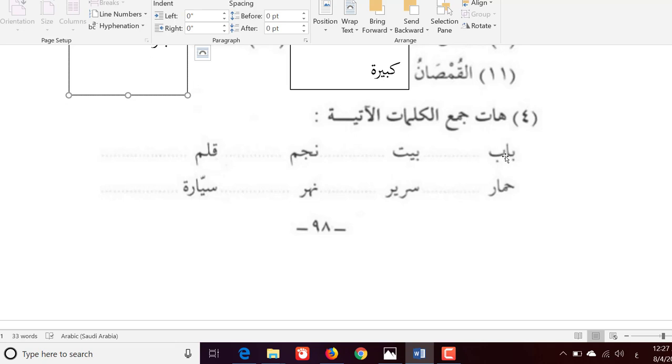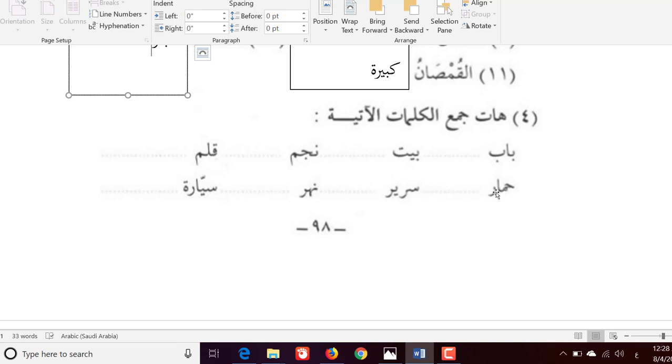So here we have bab, and most of these words have come previously. Bab becomes abwab, bait becomes buyut, because the bait can also be a line of poetry. If you say abiyat, those are lines of poetry. If you say buyut, then we're talking about houses. Najm becomes nujum, and qalam becomes aqlam. So qalam and bab are on the same form. Bab, abwab, qalam, aqlam. And bait and najm are on the same form. Bait, buyut, najm, nujum. Himar, humur. Sarir, surur. Okay, so those are on the same form.